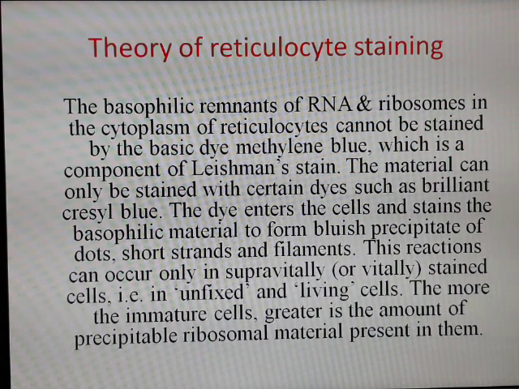The more immature the cells, the greater is the amount of precipitable ribosomal material present in them. Simply, the dye enters the cells and stains the basophilic reticulum, and it can do so only when the cell is unfixed and in a living condition. So these are called supravital stains. Reticulocytes are an exception because they need supravital staining.